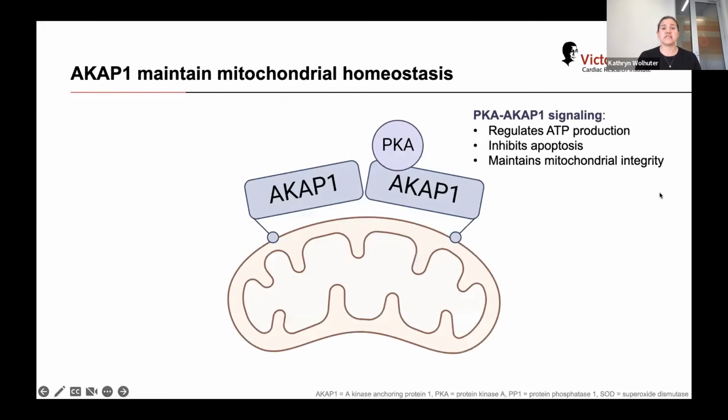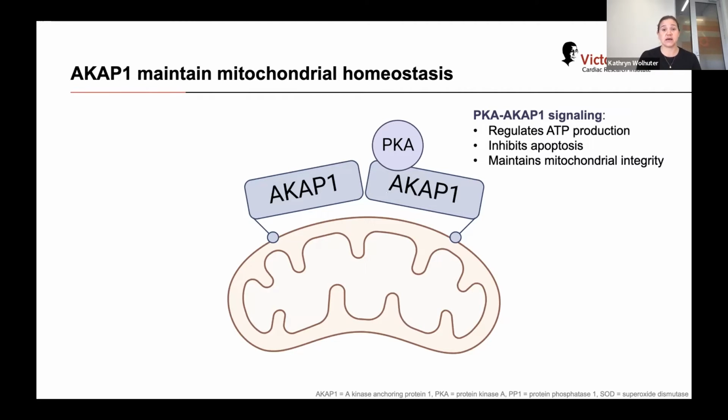So what is ACAP1 and why would this be important potentially in vascular disease? ACAP1 is A kinase anchoring protein 1, and its main, or most studied, role is in the targeting of protein kinase A to the mitochondrial membrane, where it's known to regulate ATP production. But the formation of this complex also maintains mitochondrial integrity and inhibits mitochondrial or cellular apoptosis.